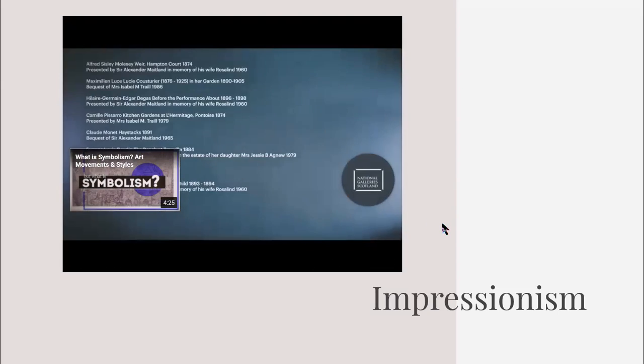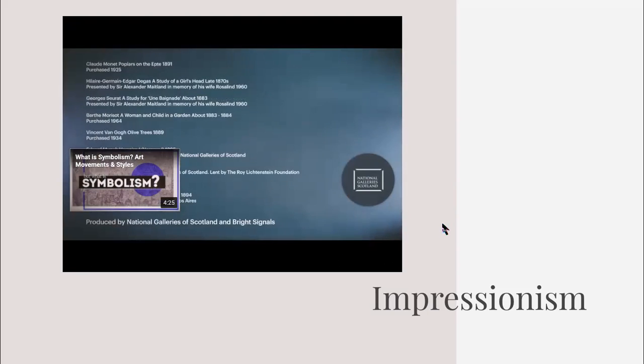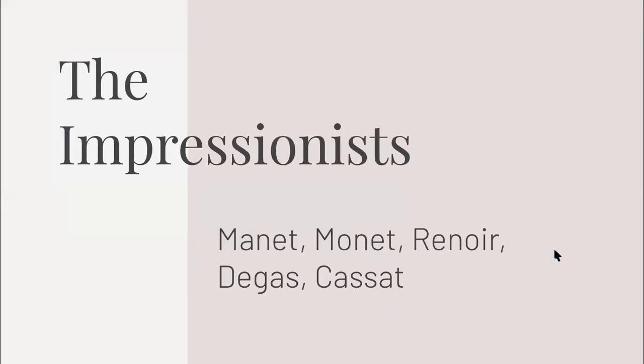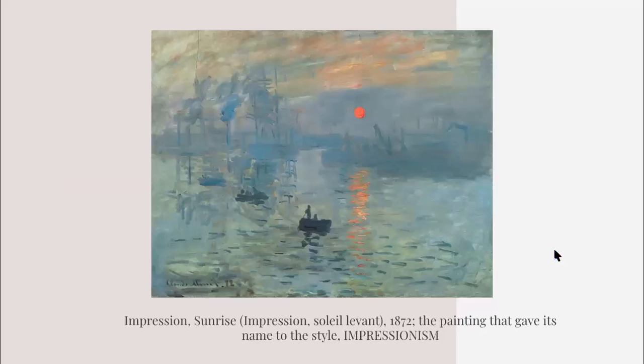All right, so that's basically Impressionism in a nutshell, but I'm going to discuss it a little bit further with you. The major Impressionist artists of this style were Manet, Monet, Renoir, Degas, and Cassatt. They were the major artists of this time period.